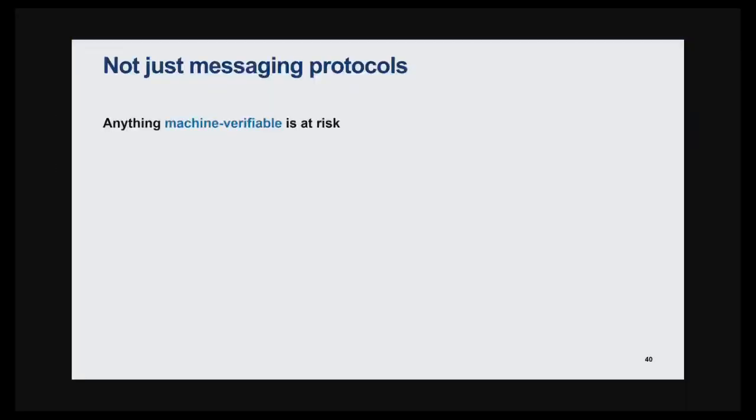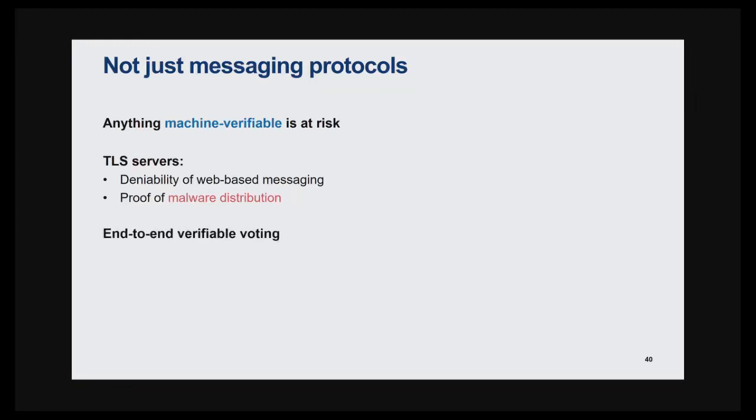So, the big picture. First, it's not just messaging protocols. Anything that's machine verifiable will be at risk. One perhaps positive use of this is that you can get a proof of anything that comes from a TLS server. And this might let you prove, for example, that a website has been distributing malware that's been perhaps targeted towards a specific person or that's coming intermittently through an ad network.